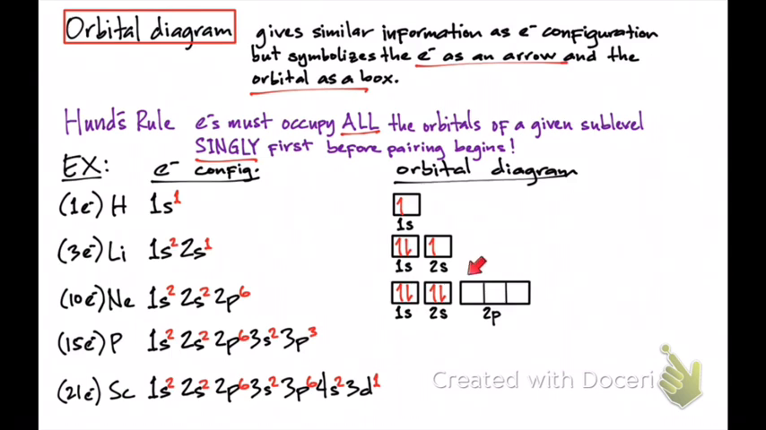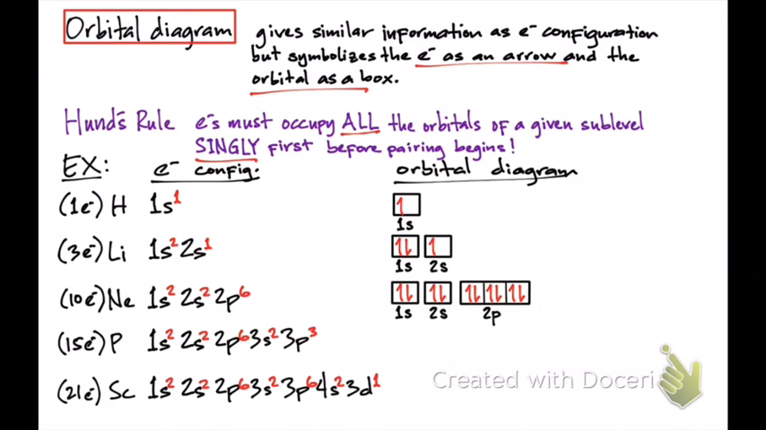And then when it comes to the 2p, you would fill the boxes singly first. Okay, so you put 1 electron here, another electron on the second box, and a third electron on the third box, and then you start over at the very beginning to start pairing them up. Okay, so now you would have something like that. So that's how you would fill the orbitals using Hund's rule.